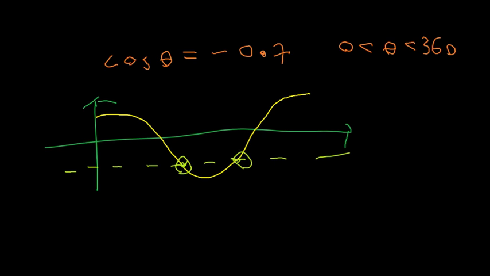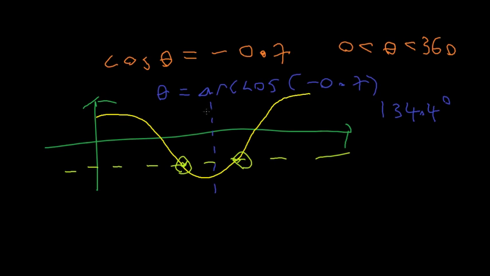Okay, so I use arc cos to get the first one. So theta is equal to arc cos of minus 0.7. What's that going to be? Use a calculator, and we'll get the answer of 134.4 degrees. Let's use the symmetry. So we know this line is 180. It's 134 that way. So come in 134 from 360 to get the other answer. And I get 225.6. So those are my two answers.